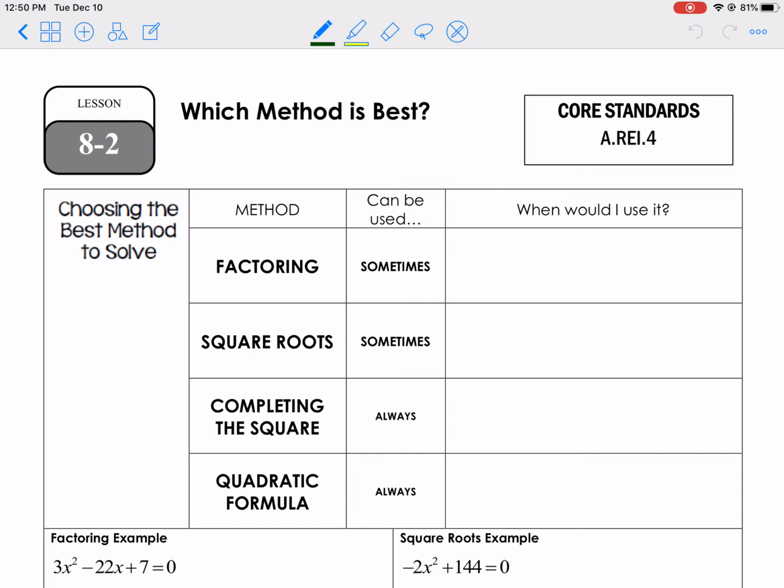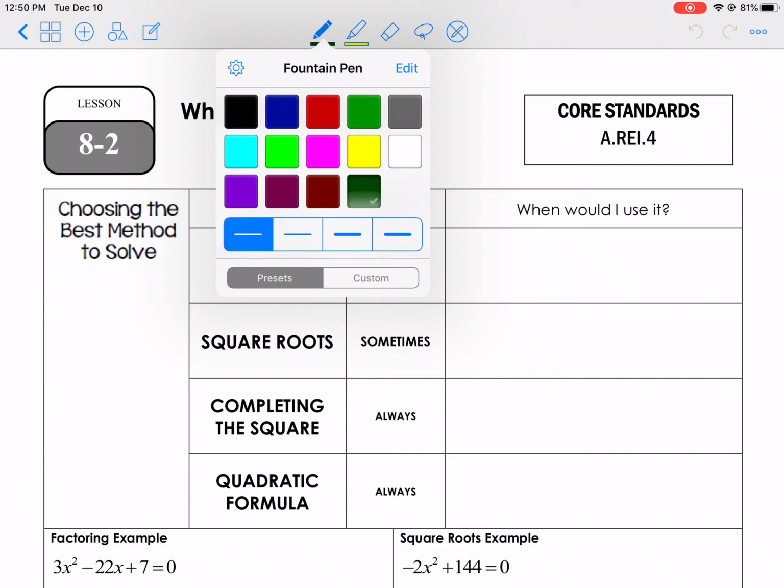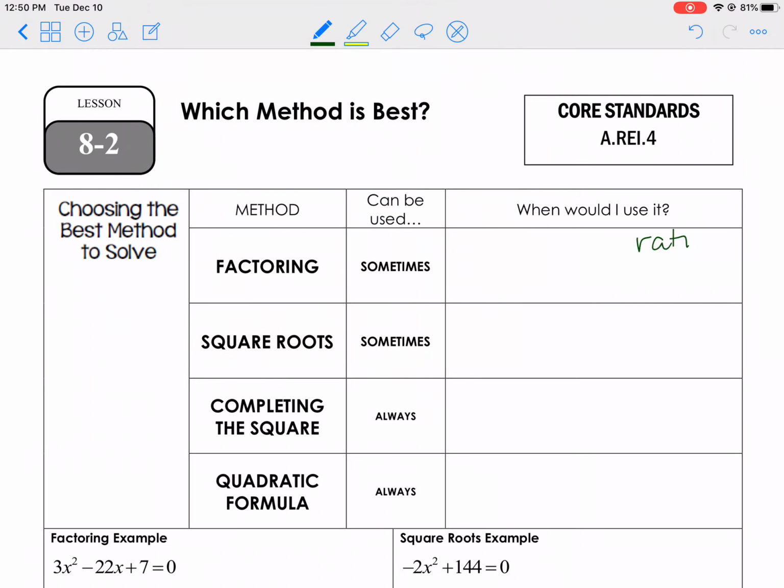I like factoring because it's fast. We can find a solution pretty quickly when it works. The problem with factoring is that we only get rational answers. Things like integers and fractions, so it works a lot of times. It's fast, it's good, but sometimes it doesn't work.